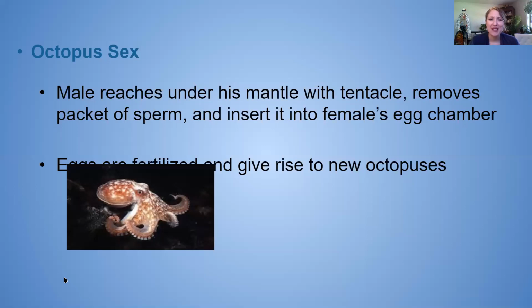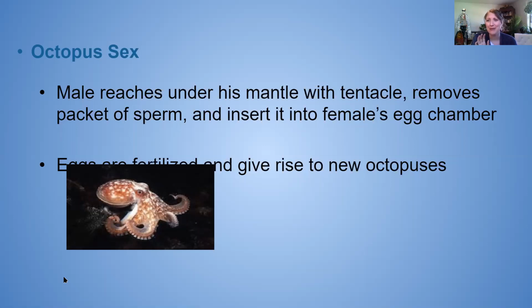In octopus sex, the male octopus actually stores small packets of sperm, and it has one designated of its 8 legs that will take that packet of sperm and basically pass it off to the female and shove it right underneath her mantle, which is the large structure behind the eyeballs that protects what would be called their head. So once it's inserted into the female's egg chamber, she'll then retrieve the sperm, fertilize her eggs, and then find a spot to deposit those eggs to give rise to new octopuses.